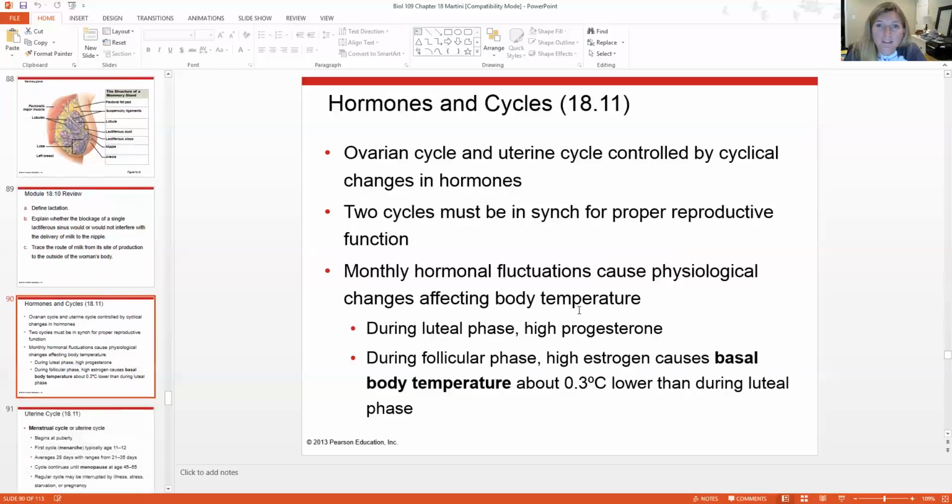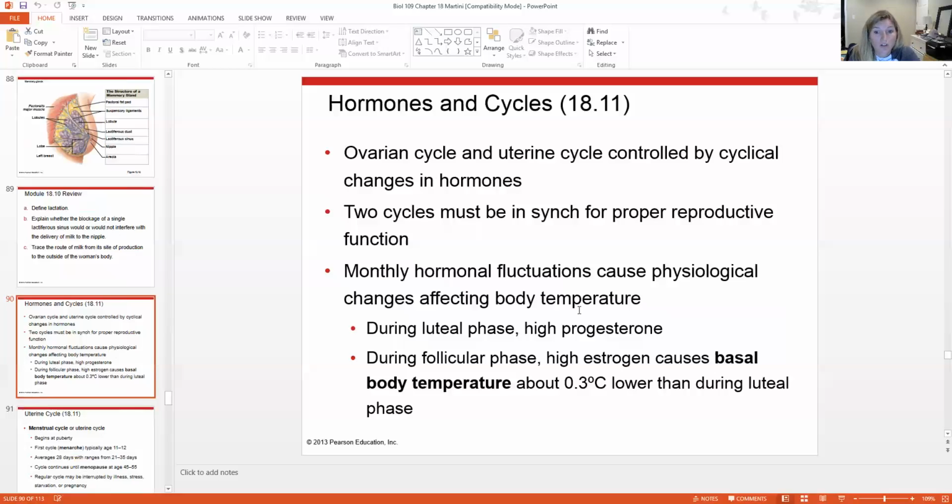So everything in the female reproductive tract is controlled by hormones. There's lots of cycles. There's an ovarian cycle and a uterine cycle, and these cycles are controlled by hormones. There's 2 cycles, and they have to be in sync in order for reproduction to occur. Monthly hormonal fluctuations can cause physiological changes that affect our body temperature.